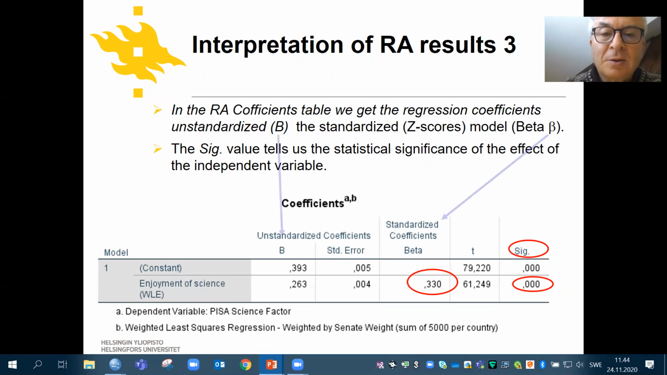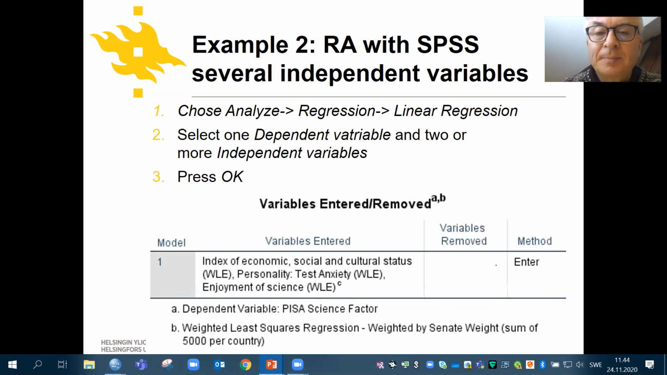We have the beta scores. We have the unstandardized B scores, and we have the significance here. Good.